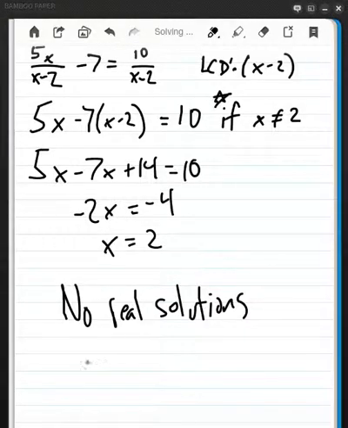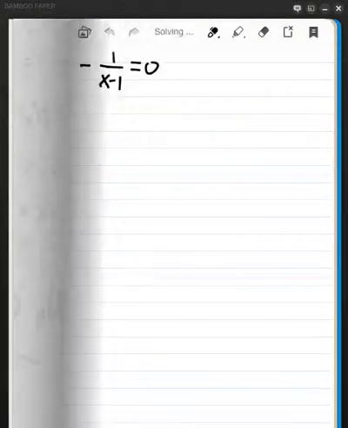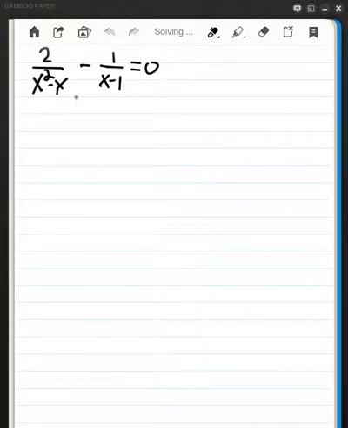Okay? That is your answer. There's no value of x that would satisfy this equation. Alrighty. Let's look at this next one, which we're actually going to solve two different ways. First, we're going to clear by multiplying by the LCD.